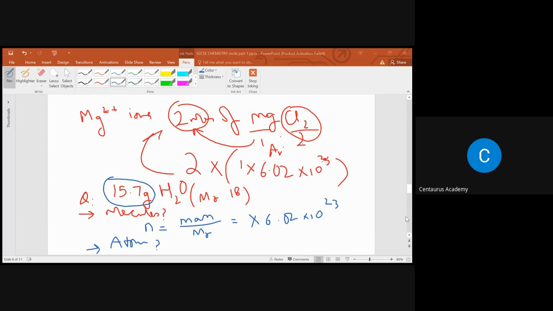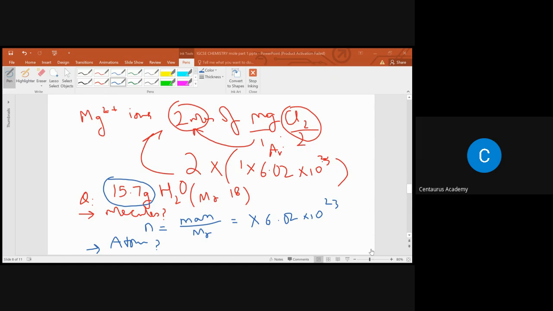Yes, Ahmed. How are you going to find out the amount of atoms in 15.7 grams of water? You're going to find out the density, the density or concentration. Why? We're finding out the number of particles. Oh, yeah, find out the moles first.